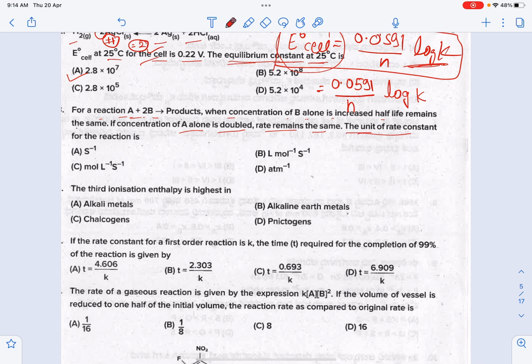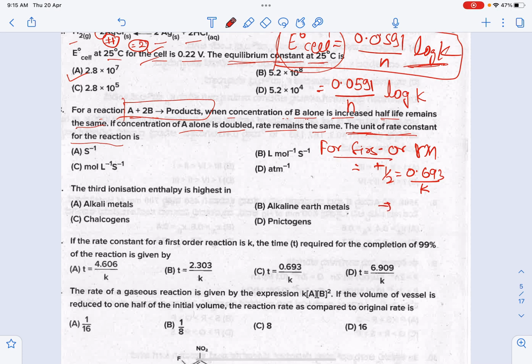To find out the unit of the rate constant for the reaction, first we have to find out the order of the reaction. As you know, the question says that when the concentration of B alone is increased, half-life remains the same. As you know, for a first order reaction, the half-life is equal to 0.693 divided by K.